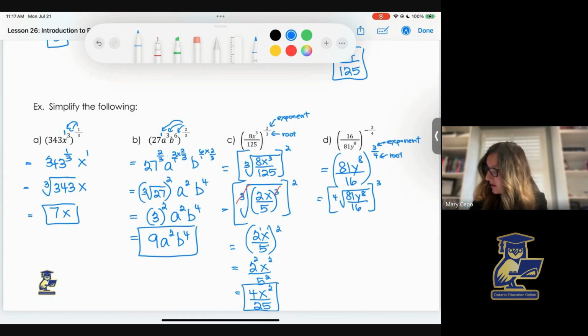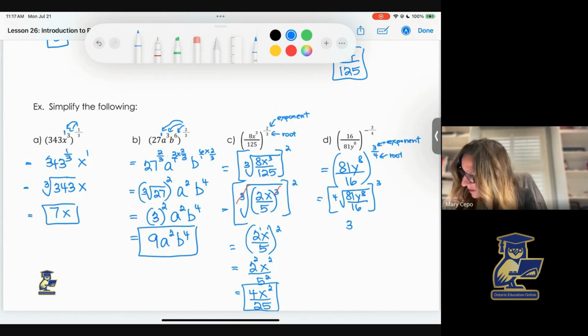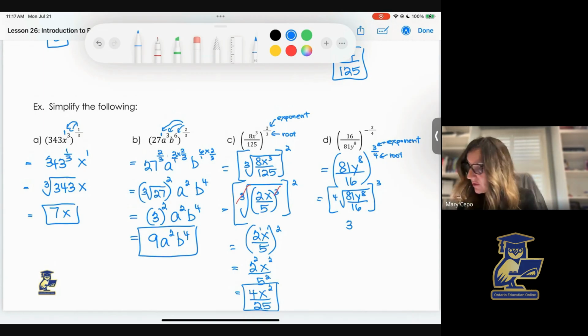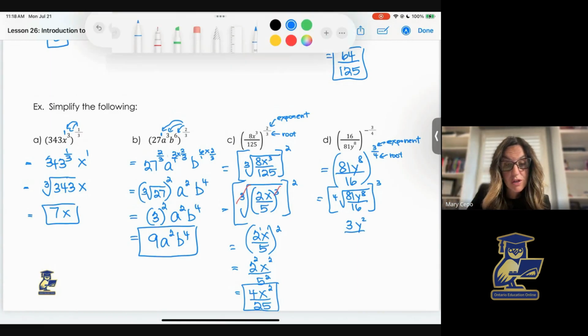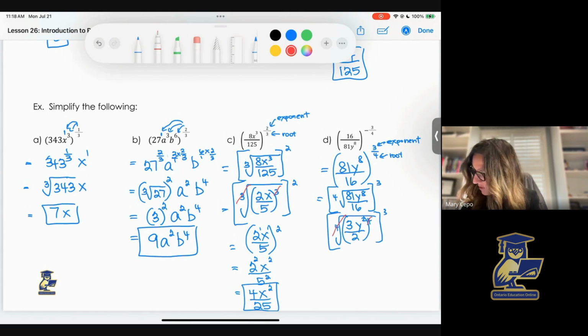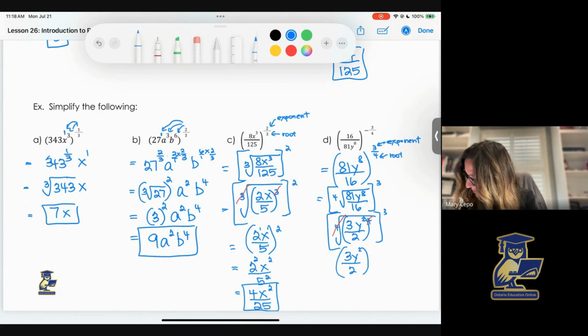Now, thinking of what multiplied by itself 4 times would give me 81. Well, that would be 3. What multiplied by itself 4 times would give me y to the power of 8. Well, that would be y to the power of 2. 16, what multiplied by itself 4 times would give me 16. That would be 2. So that's 2 all to the power of 4, and you're taking the fourth root of all that, all to the power of 3. Now again, by doing that, these cancel out, and you're left with that radicand of 3y squared all over 2, all to the power of 3.